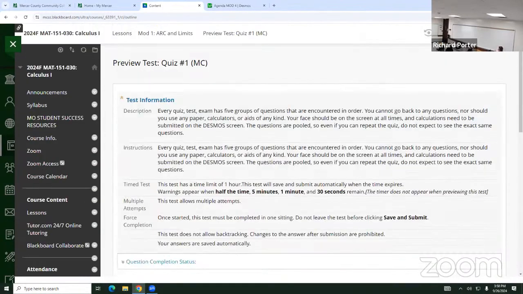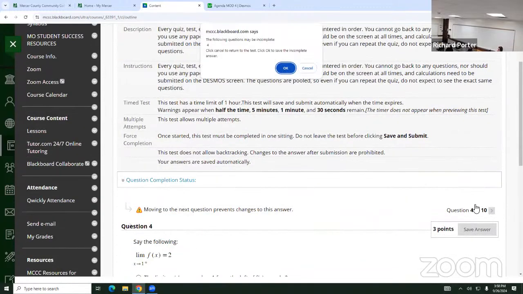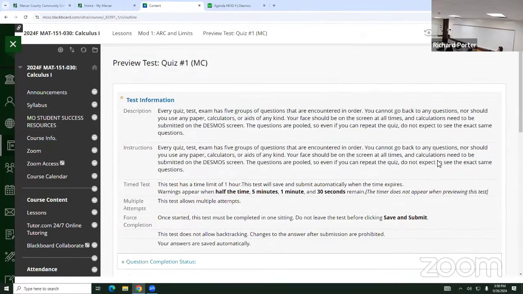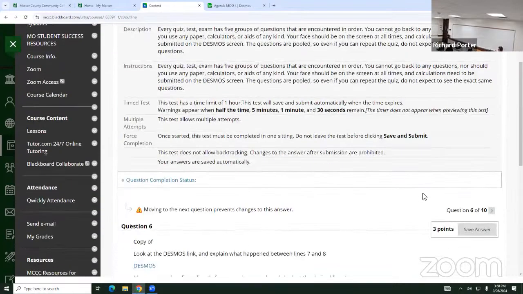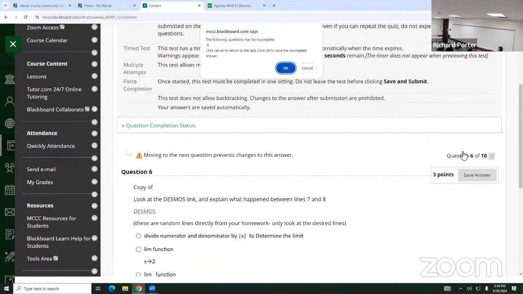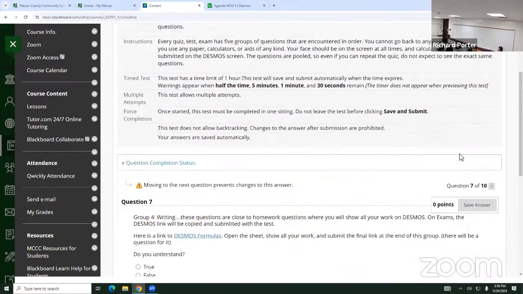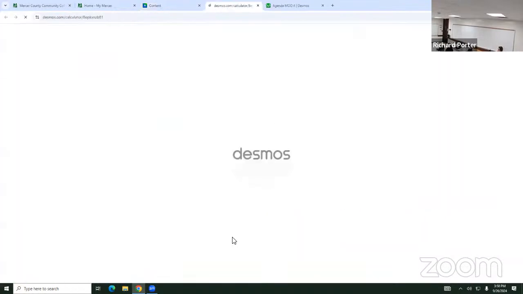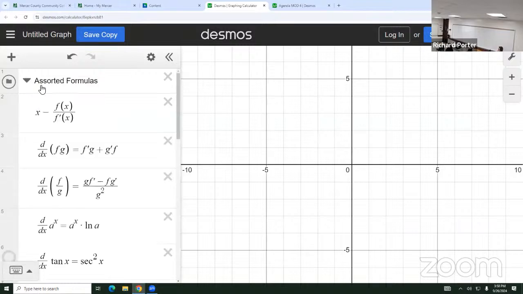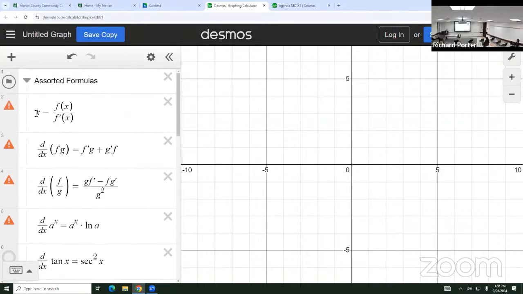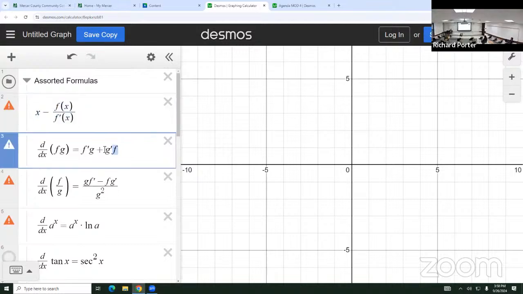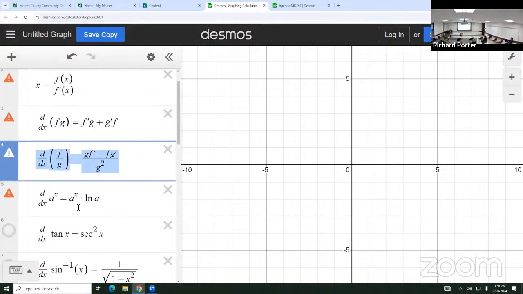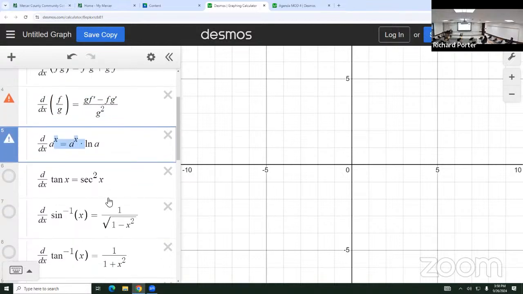I should just look at it as teacher and not take the test. Anyway, just a reminder that the test has the same sorts of things here. There's more questions on the midterm. There's 20 questions. Here's a link to Desmos formulas. See assorted formulas. Boom. That one right there is Newton's method, in case you forgot it. There's the product rule. There's the quotient rule. There's the derivative of a to the x that you'll probably never need.